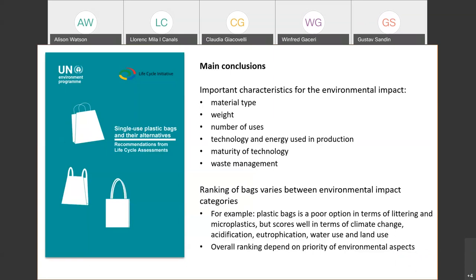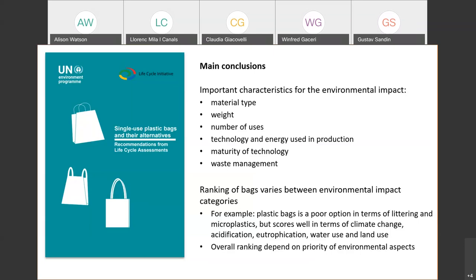First, let's start with the report on single-use plastic bags and their alternatives. Important characteristics for the environmental impact of these products we found to be the material type, the weight of the bag, the number of uses of the bag before disposal, and the technology and energy used in production. For example, the climate impact of a paper bag varies greatly depending on what fuel is used in pulp and paper production and how the forest is managed where the raw material comes from.